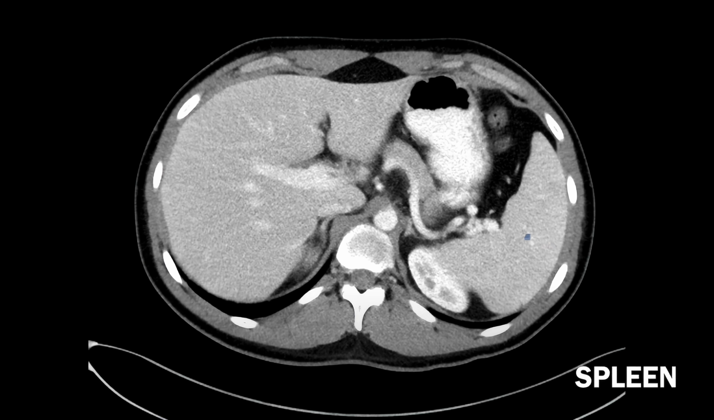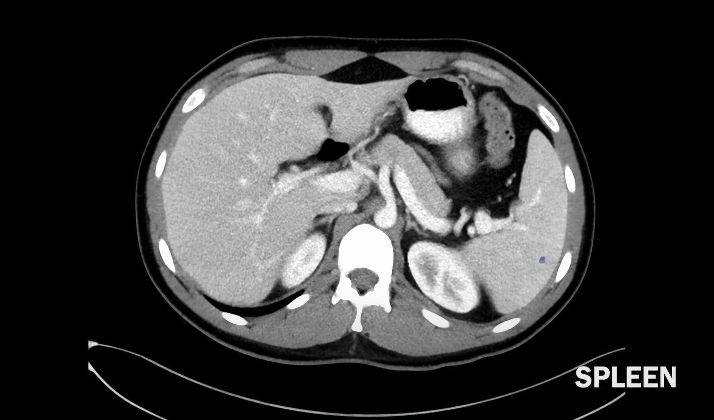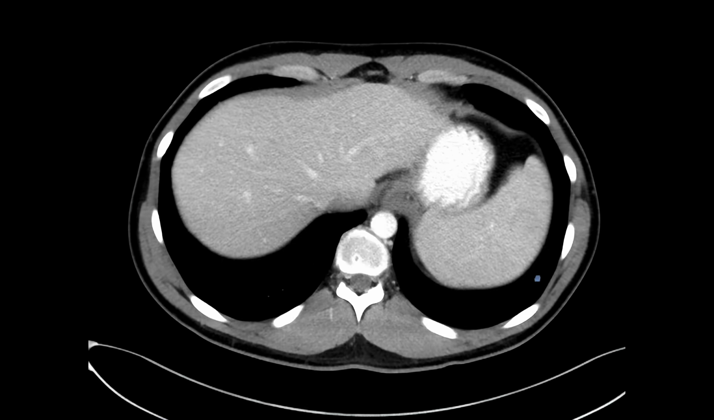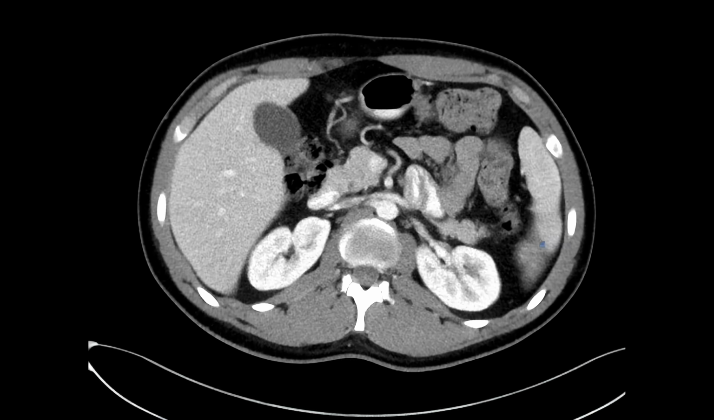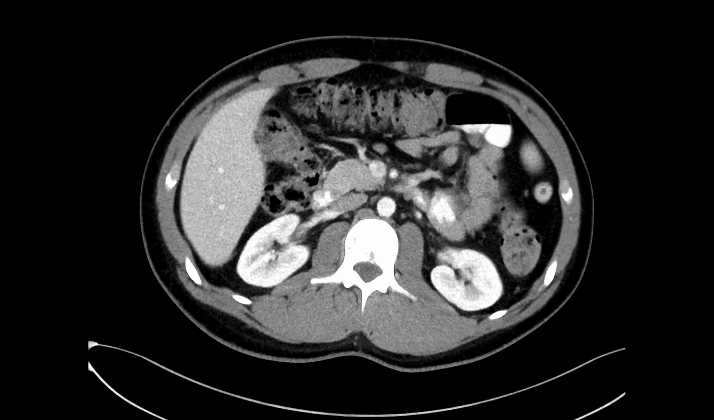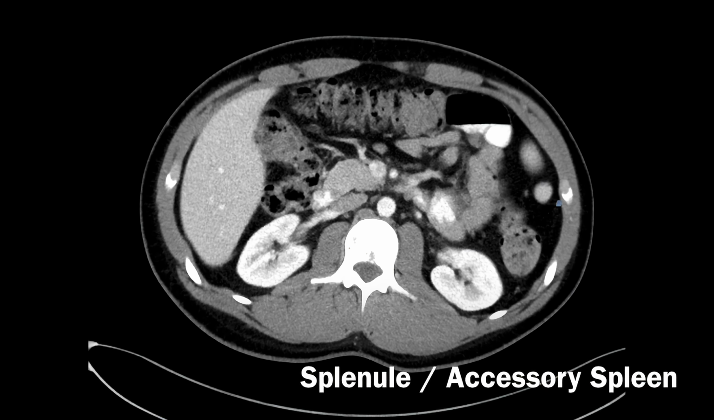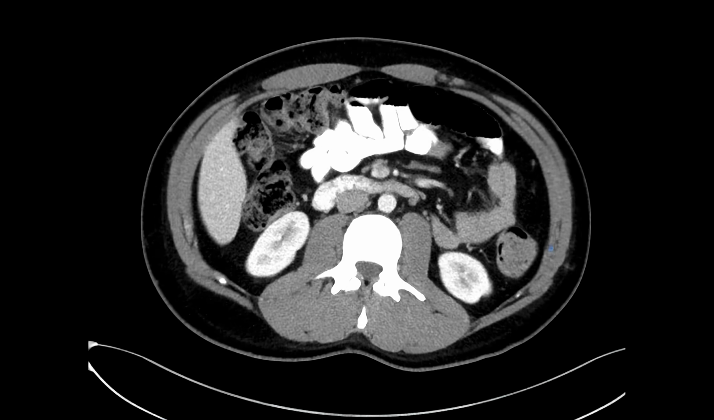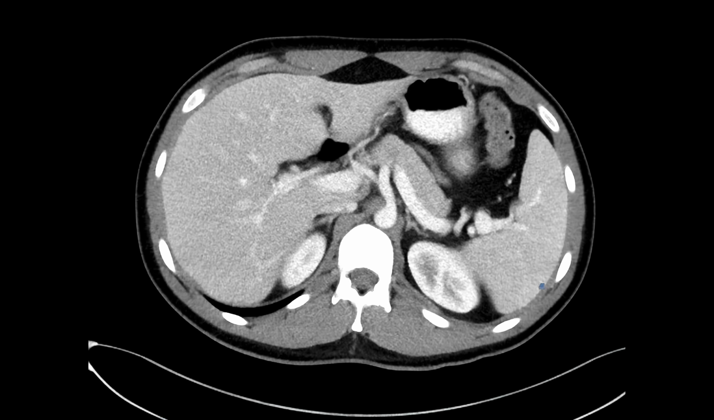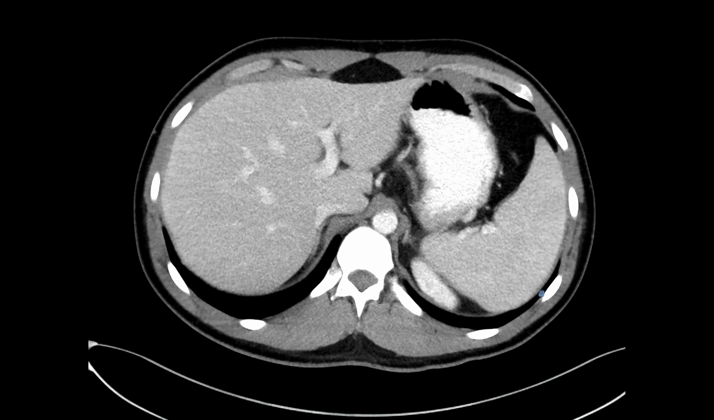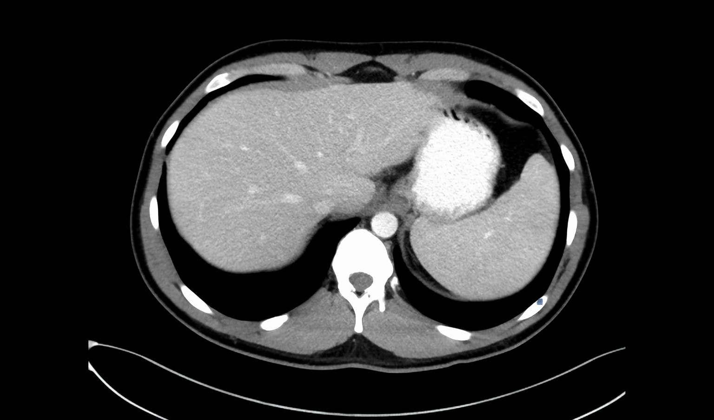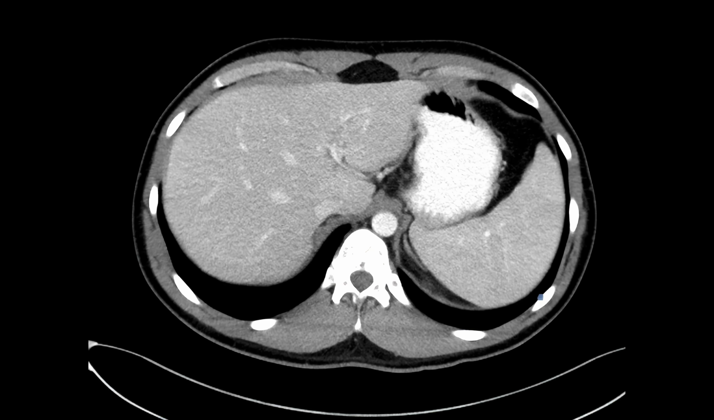This over here is the spleen in the left upper quadrant. You'll commonly see normal splenules around the spleen, just like this one here. This is just an accessory spleen. The spleen size varies by sex and height of the patient, and you can look up the normal reference range. I'll put a link in the description.